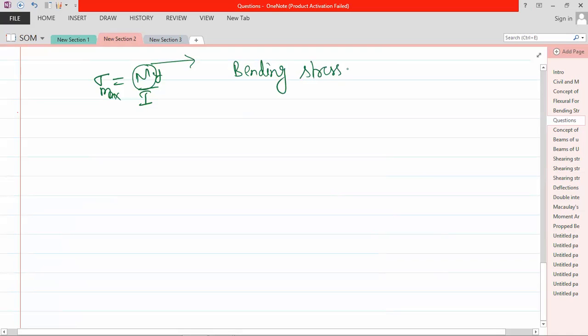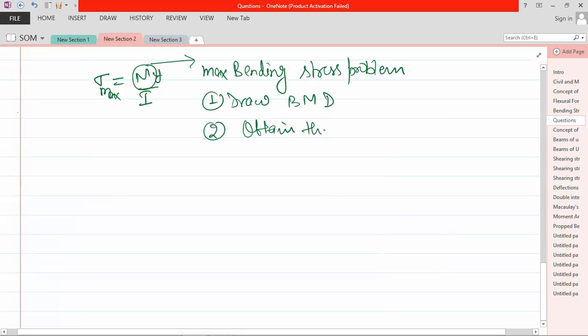Bending stress problem, maximum bending stress or whatever location. First, draw the bending moment diagram. Obtain the location and the corresponding bending moment. What is the value of bending moment at that location?